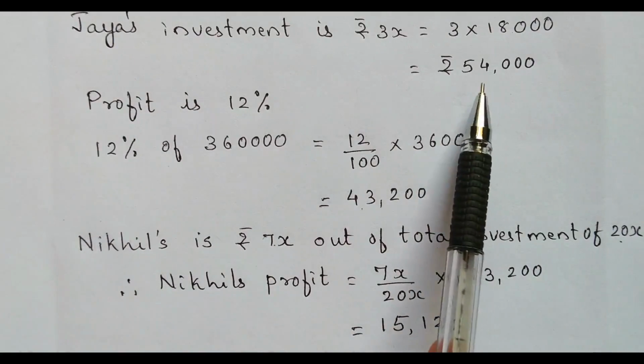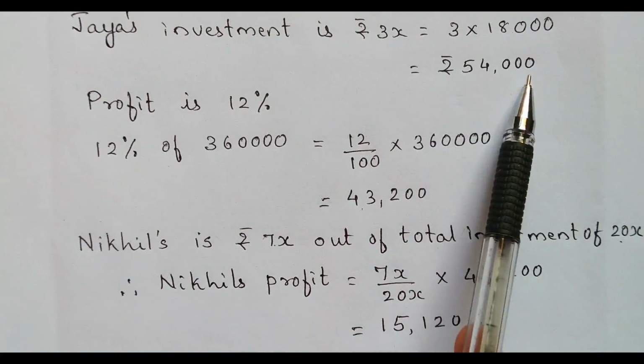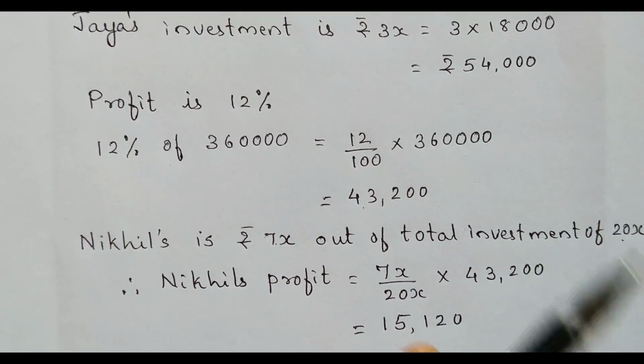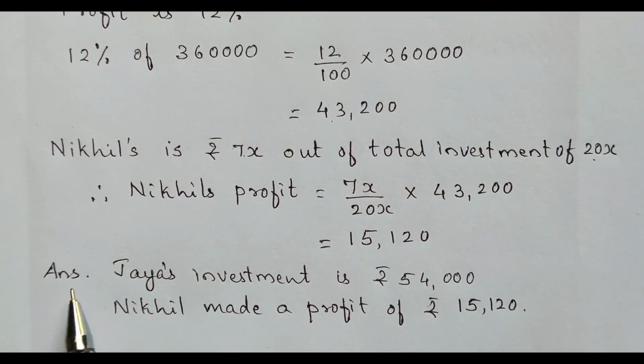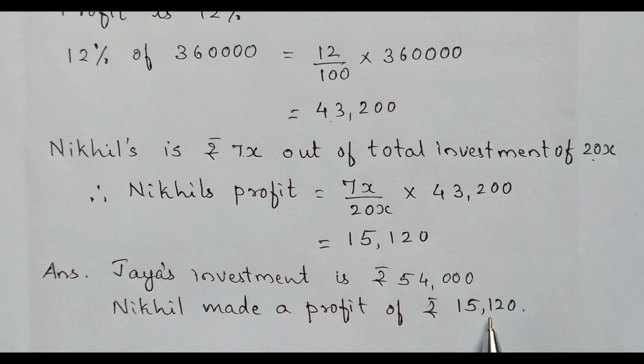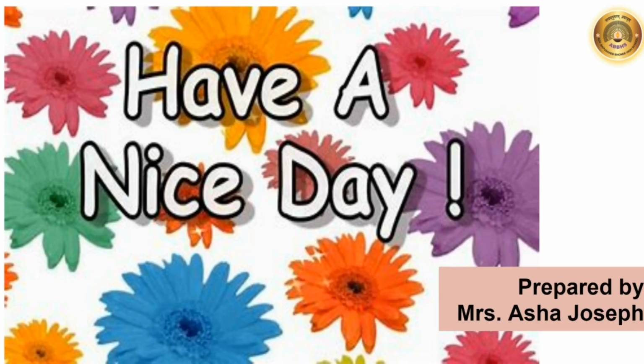So Jaya's investment is 54,000 rupees and Nikhil's profit is 15,120. So your final answer is Jaya's investment is rupees 54,000 and Nikhil made a profit of 15,120 rupees. Please solve all the questions in your classwork notebook.